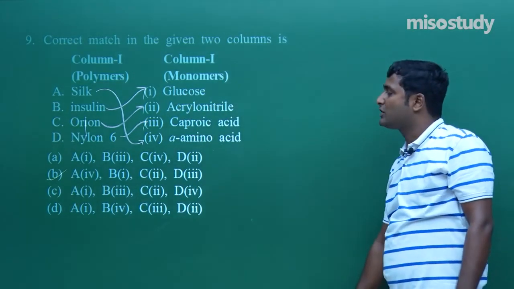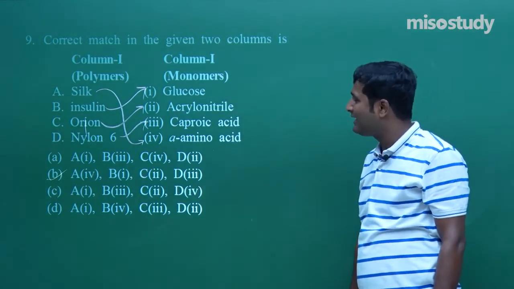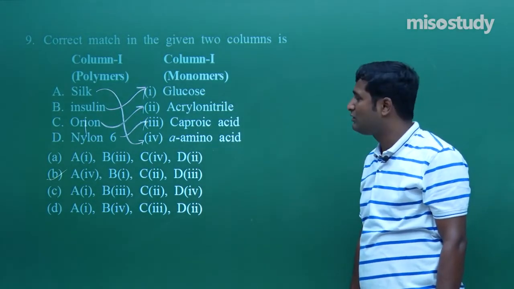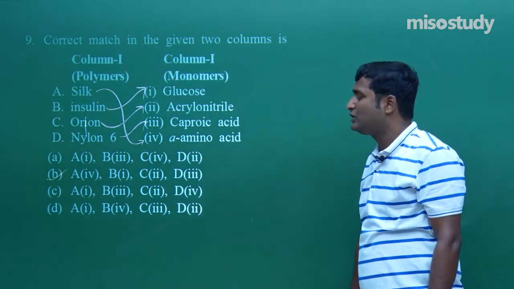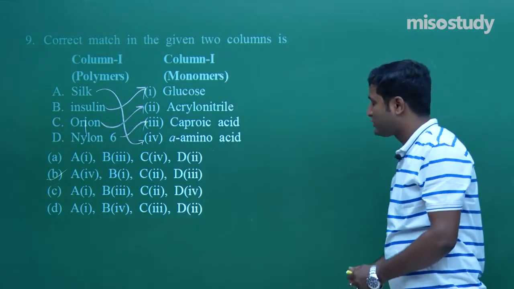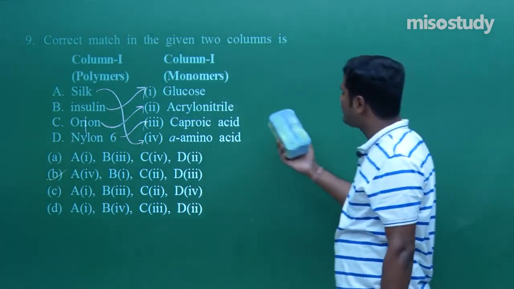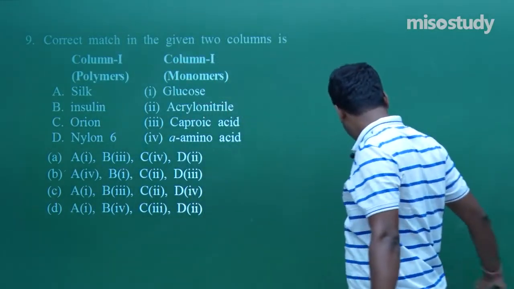What I am telling for question number 9, to complete it: for silk, it is alpha amino acid. For insulin, this one is glucose. For Orlon, acrylonitrile. And nylon 2, nylon 6, caproic acid. So for question number 9, what is the correct option? B is the correct option. I am going to drop this part and we will discuss the next one.